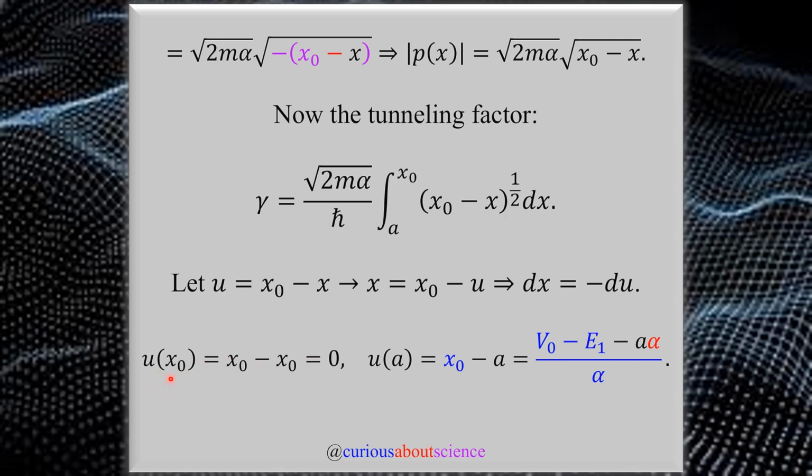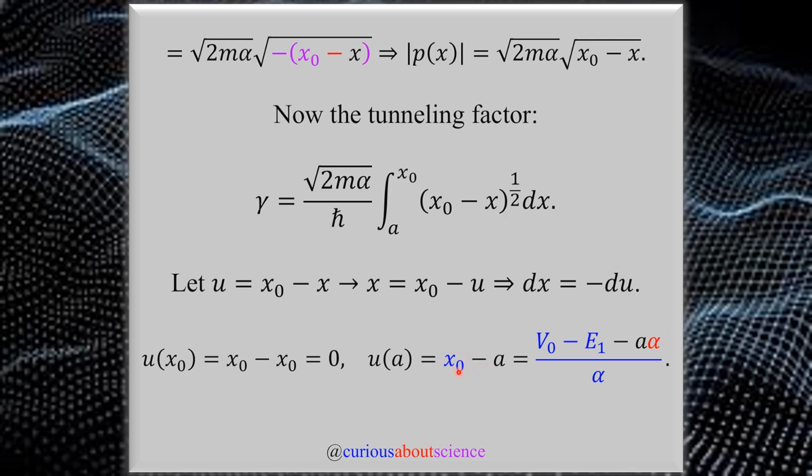The upper limit, which is at x naught, plug that in. We substitute that in there. We see that we get a cancellation, so that goes to 0. Woo, we like that. Now we have u of a. Well, if that's the case, we get x naught minus a.